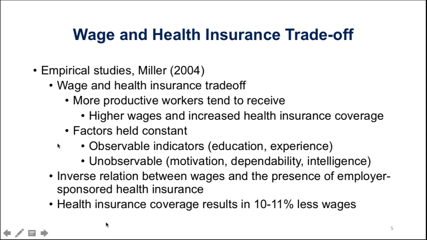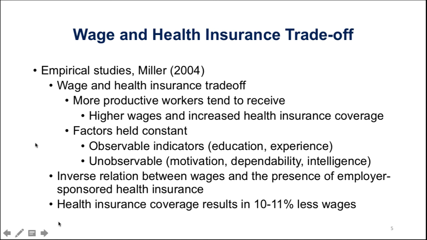Now, looking at the empirical study, Miller says that there is a wage and health insurance trade-off, but in some studies they see that more productive workers tend to receive higher wages and more health insurance coverage, so basically there is no trade-off. But the point is that if you look at different studies, you have to control for both observable and unobservable factors. Observable factors are such as education and experience, and unobservable factors are motivation, dependability, and intelligence. If you control for all these factors, then you see the inverse relationship between wages and the presence of employer-sponsored health insurance.